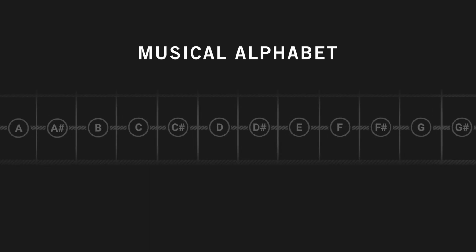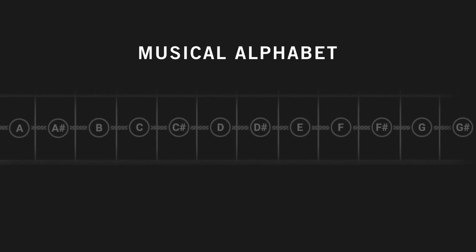These are A sharp or B flat, B, C, C sharp or D flat, D, D sharp or E flat, E, F, F sharp or G flat, G, G sharp or A flat. The frets on each string follow this order, and when you get to the G sharp, it starts from A again. Remember that there is no note between B and C and between E and F. Between all other notes, there are sharps and flats.